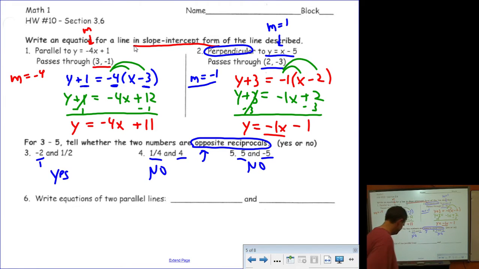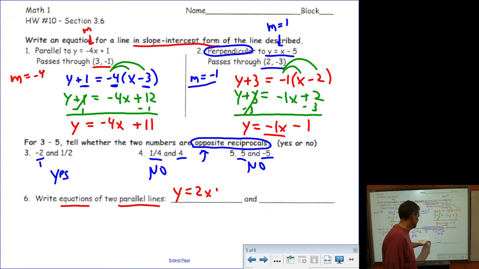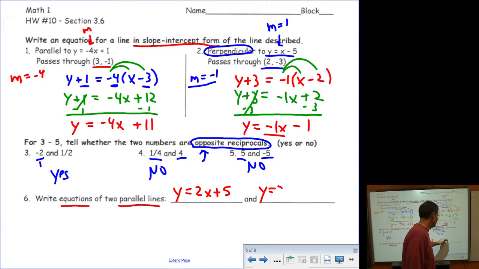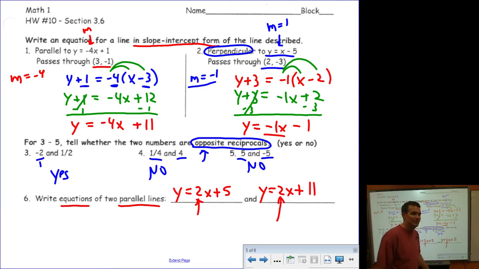Number 6, I want equations of parallel lines. Well, that gives me a lot of freedom to do whatever I want, really. All I have to make sure is that I have the slopes be equal. So maybe I'd have one of them be y equals 2x plus 5, and one of them be y equals 2x plus 11. Pretty much as long as you make the slopes equal, the lines will be parallel.